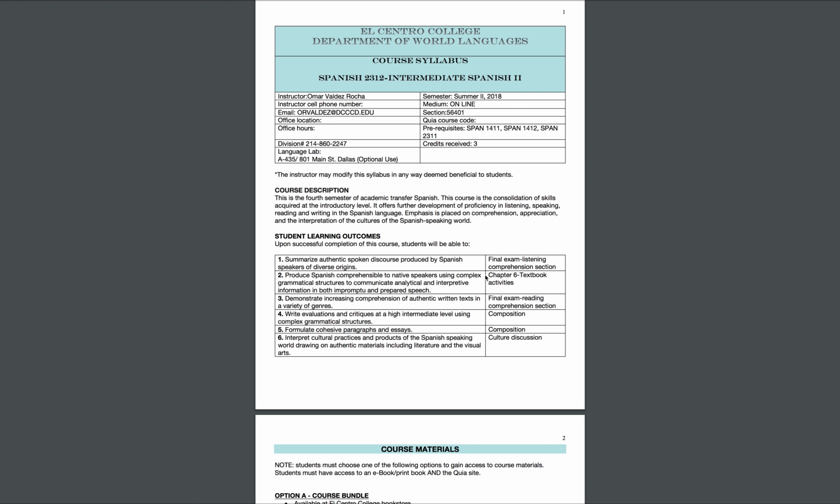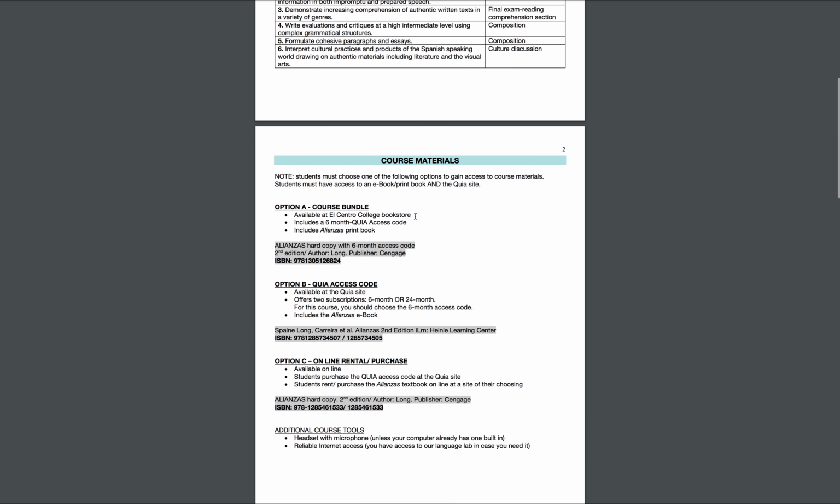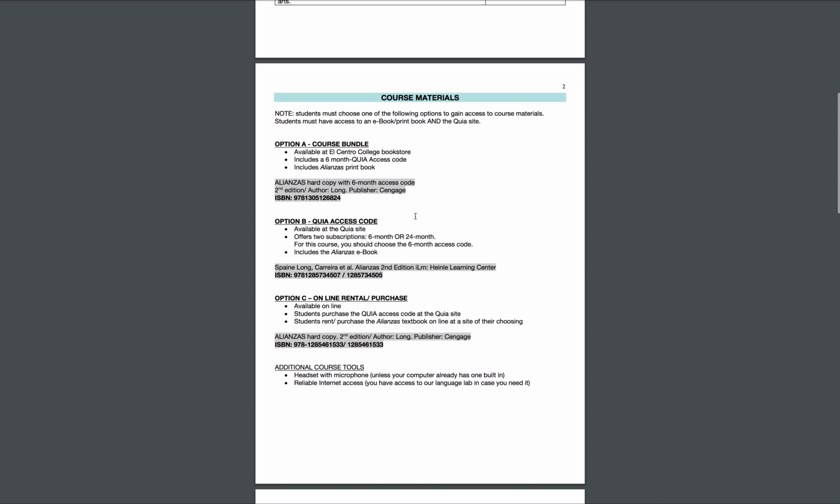So this is the last course, Intermediate Spanish 2. For the first 3 courses, for Spanish 1411, 1412, and 2311, we used one textbook, and that textbook was Plazas, right? But we have finished it. If you remember, for those of you that took Summer 1, we finished that textbook. The last chapter, we covered it last week. So we have a new textbook for this last course, and it's called Alianzas.